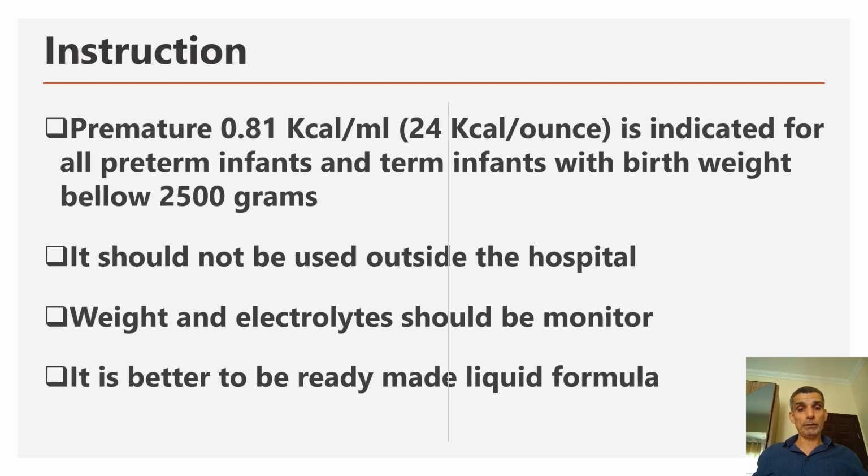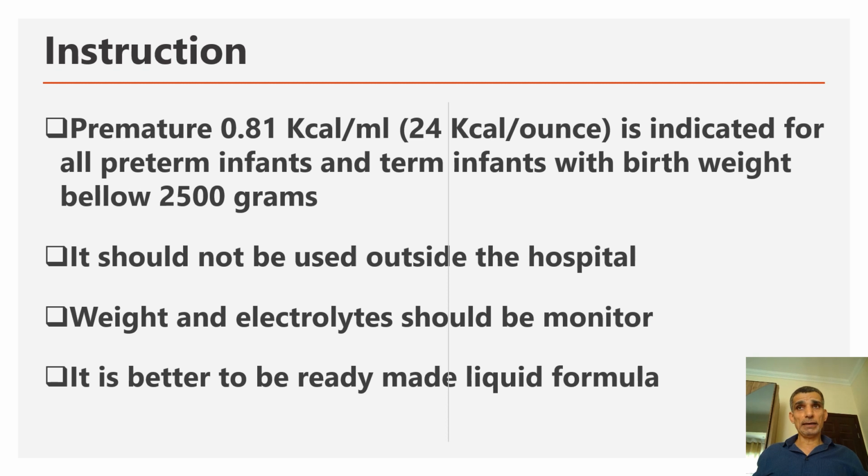So for example, if a premature baby, you need to use the premature 24 kilocalorie per ounce formula, and this will give more nutrition because these babies need to grow fast. They have a limited amount of fluid they can tolerate, and also they need to do catch-up growth, so they need more calories. So it's being used for preterm babies, but also can be used for term babies when they are low birth weight, less than 2,500 grams.